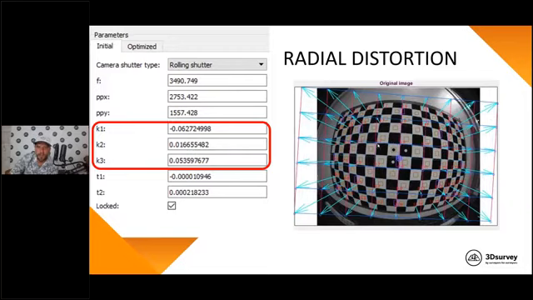So radial distortion will cause this kind of barreling effect. A point that on the image is here should actually be here if we had the perfect projection. Because we don't, we get that. And during the calibration process, we calculate these values. These are the three parameters, K1, K2, and K3.